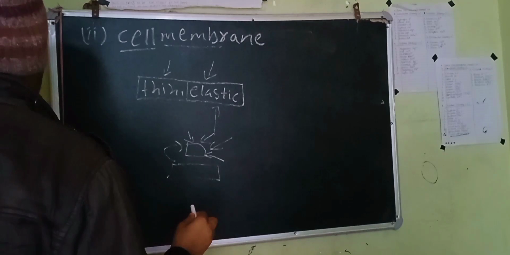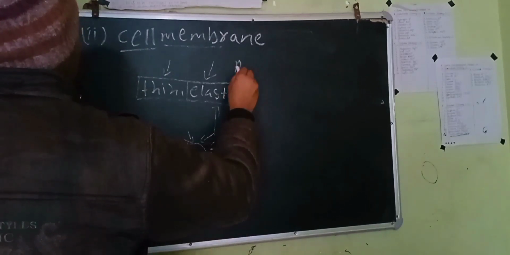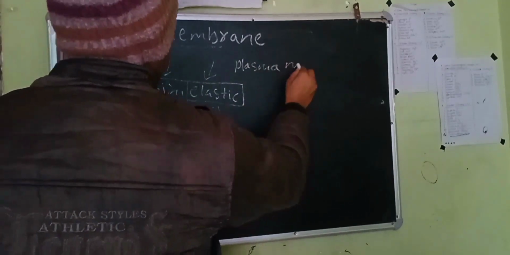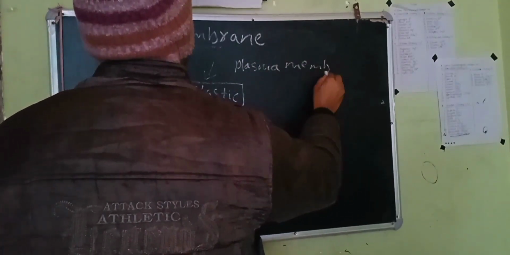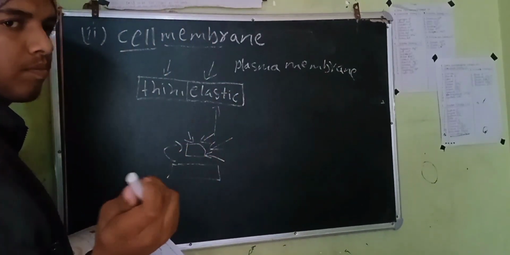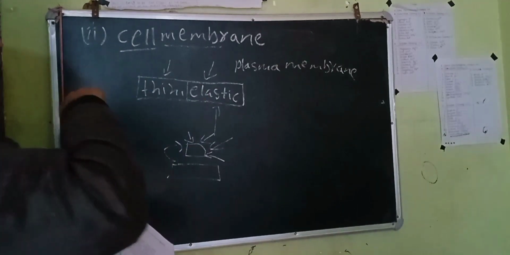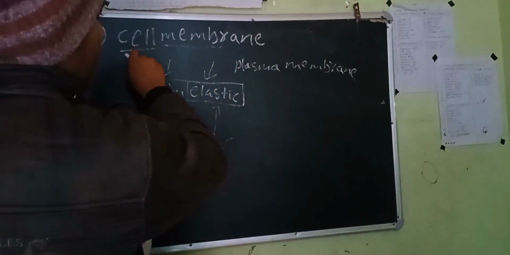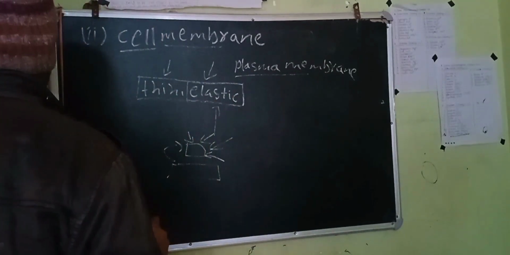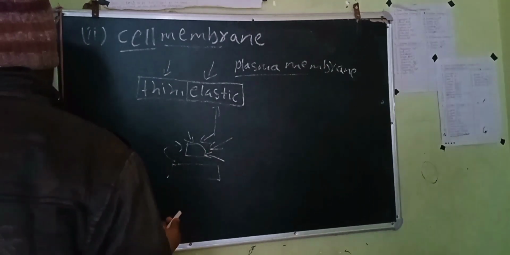It is also called plasma membrane. Cell membrane is also called plasma membrane. I hope this is visible in the camera. So cell membrane is also called what? Plasma membrane.